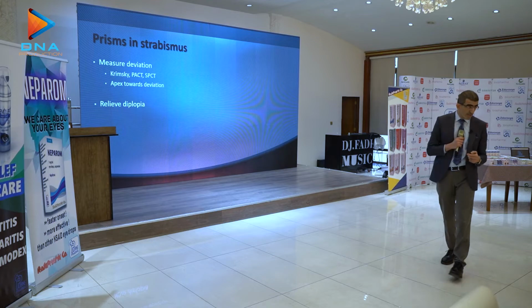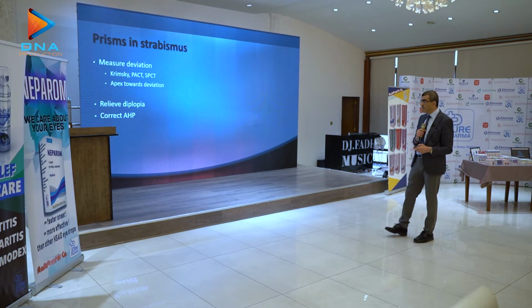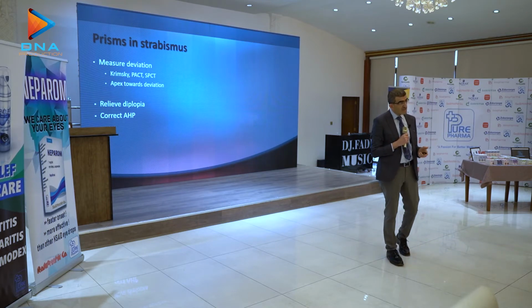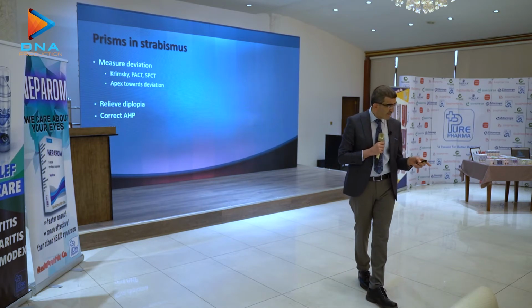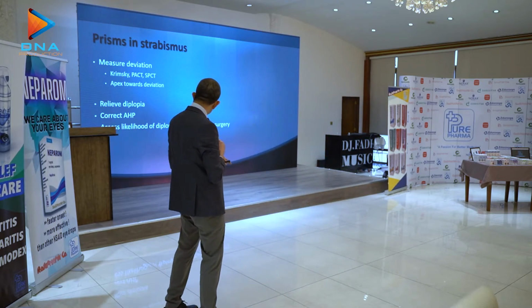Okay, so to relieve diplopia, in a symptomatic patient we put the prisms to relieve their symptoms. Correct abnormal head posture. So when you have a patient with acquired ocular torticollis, we can correct them by moving the image toward the apex. That's different, it will come in the discussion here.